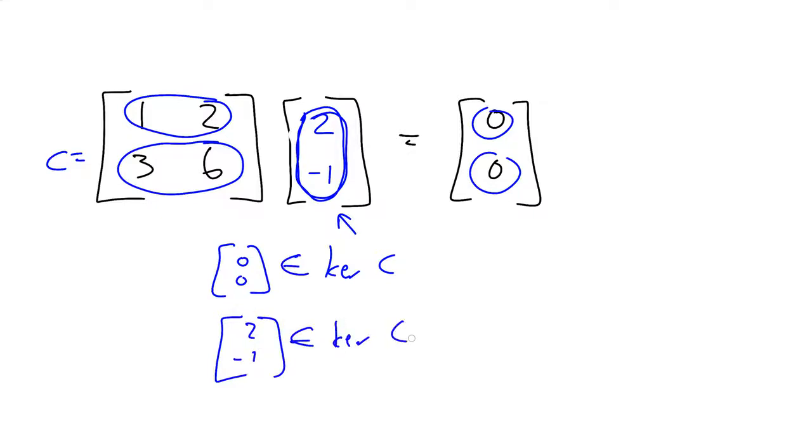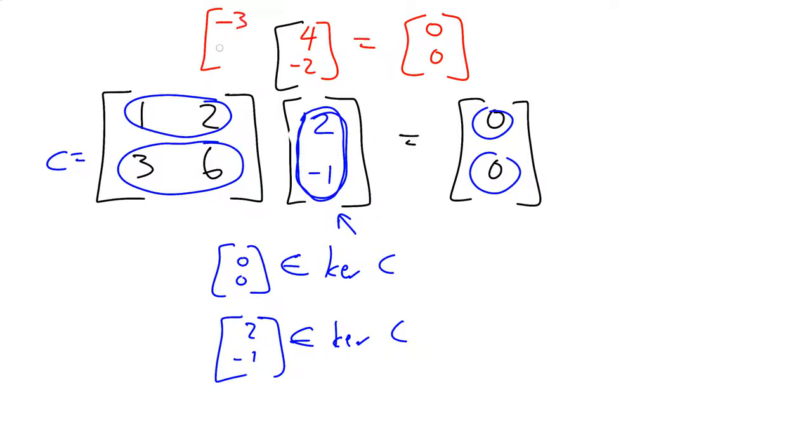Can you find any others? I bet you can. I bet if you think it through, you'll realize that another one would be 4, negative 2. That's going to end up giving you 0, 0. And I'll bet that if you think it through, you'll realize that if you multiplied this thing by negative 3, 1.5, you're going to end up getting 0, 0. Okay? So there's a lot of things that are actually in the kernel here.